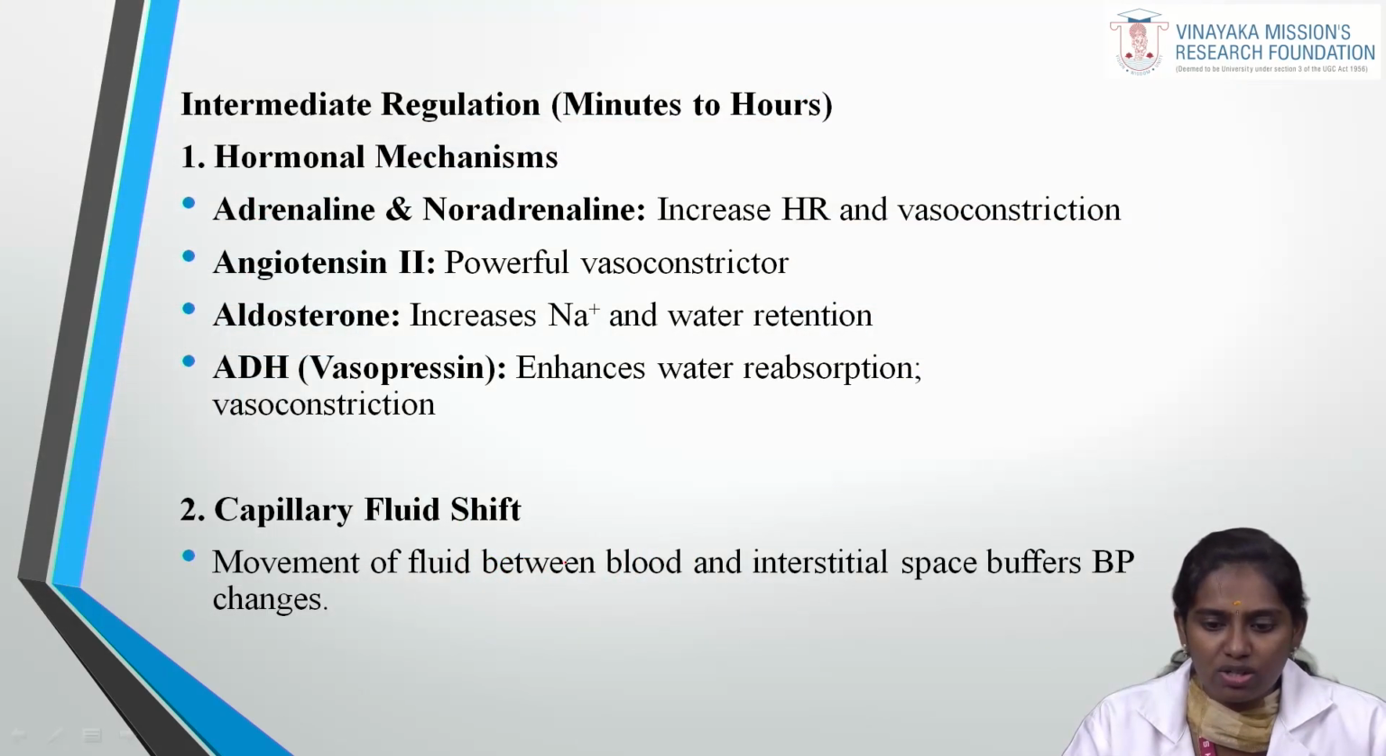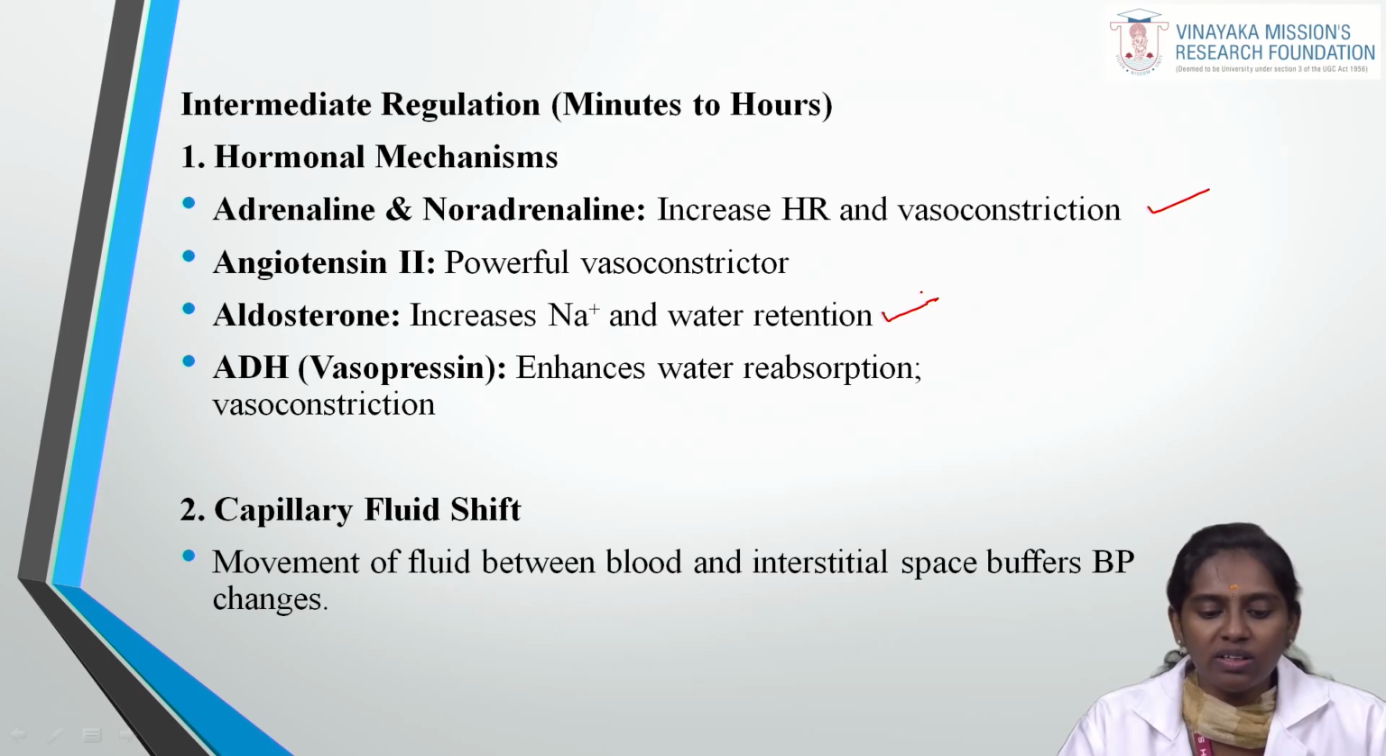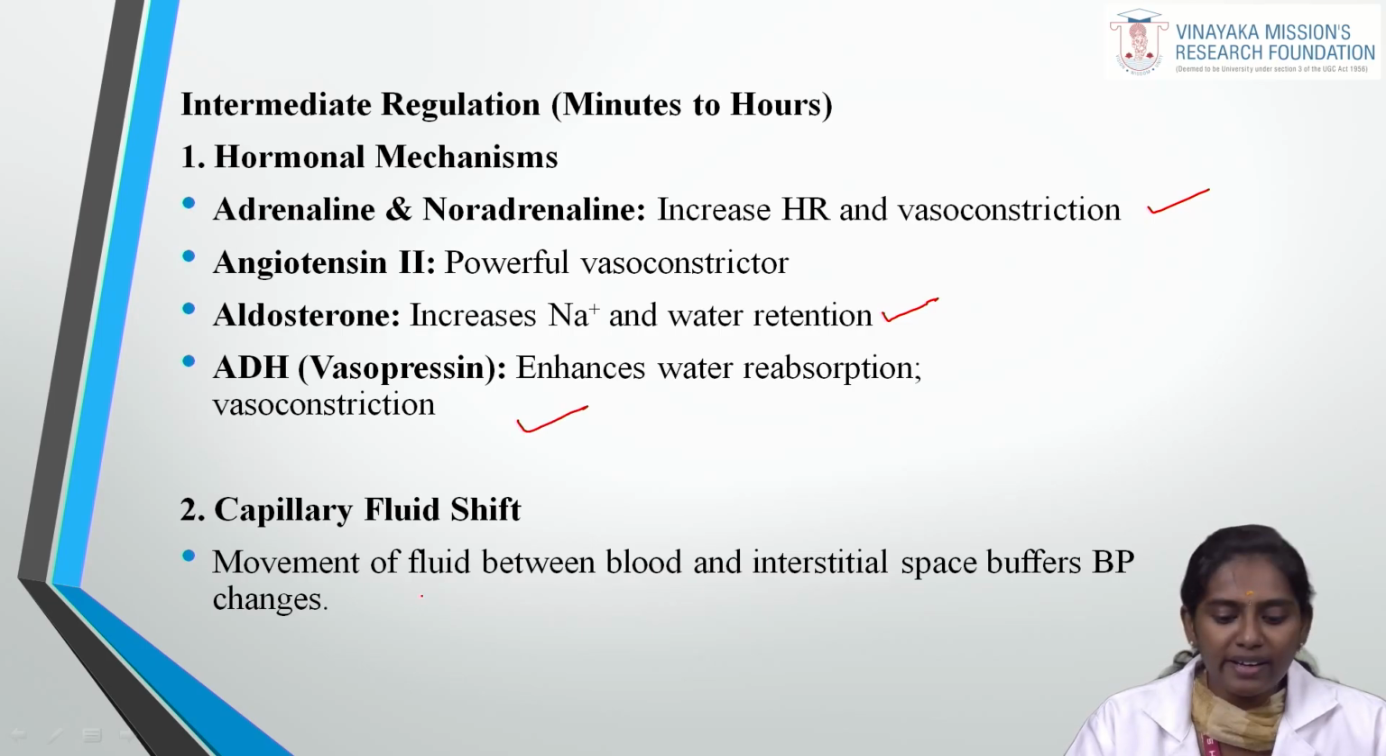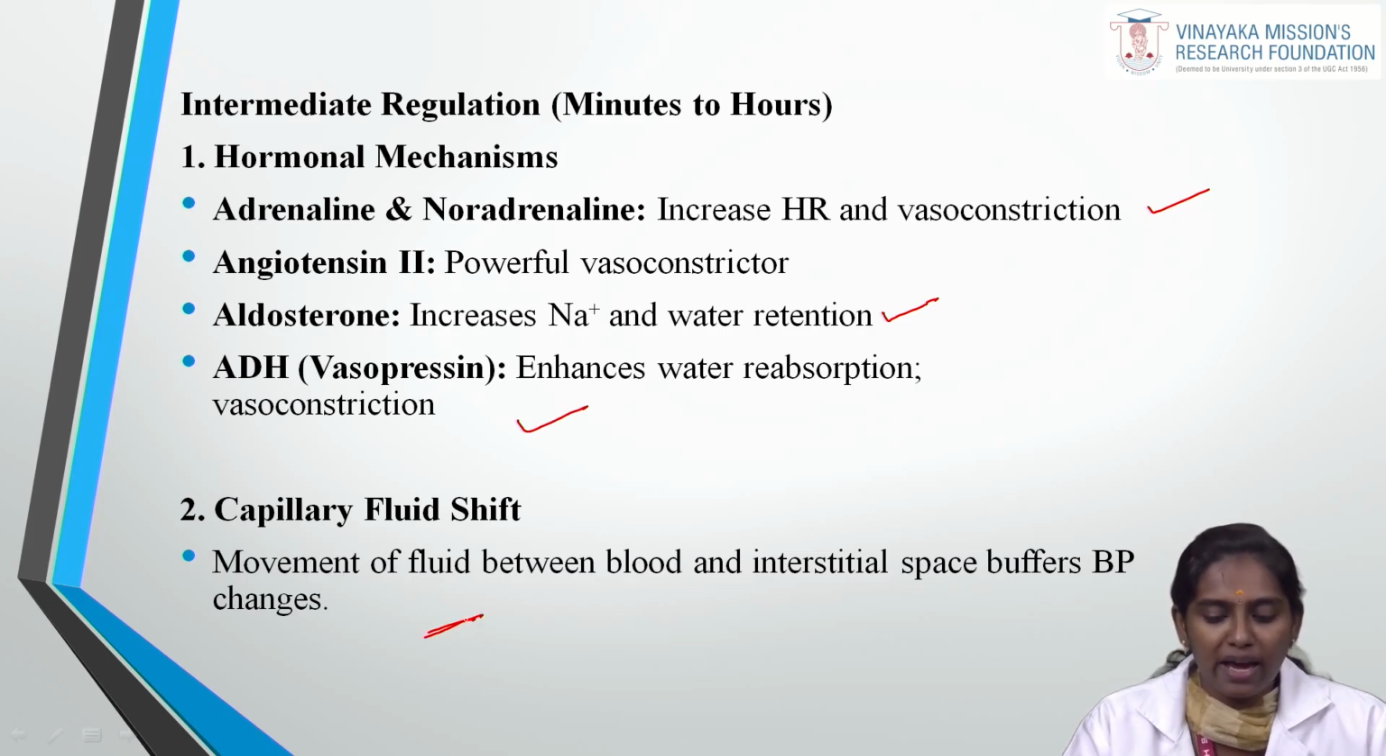Then intermediate regulation, minutes to hours, that is hormones. We have seen there are three types: baroreceptor, chemoreceptor and hormonal. Now we are seeing the hormonal mechanism: adrenaline and noradrenaline increase the heart rate and vasoconstriction. Angiotensin 2 is a powerful vasoconstrictor, and aldosterone increases sodium and water retention in the body. ADH, vasopressin, enhances water reabsorption and vasoconstriction. Capillary fluid shift is an important mechanism: the shift of fluid between the blood and the interstitial space buffers BP changes. It will lead to a difference in BP also.